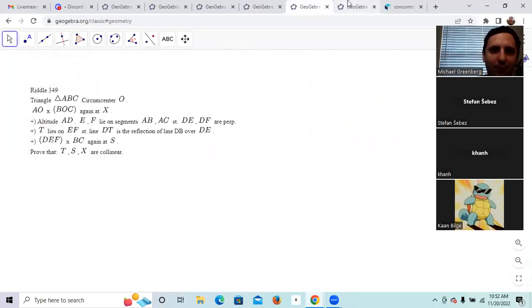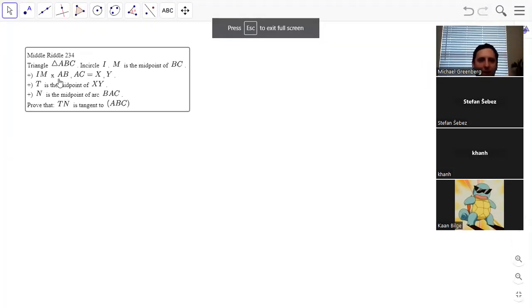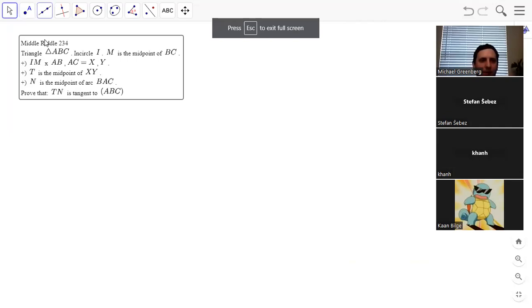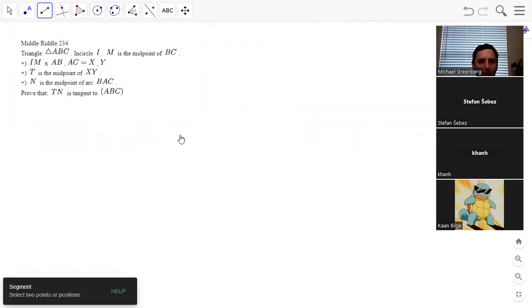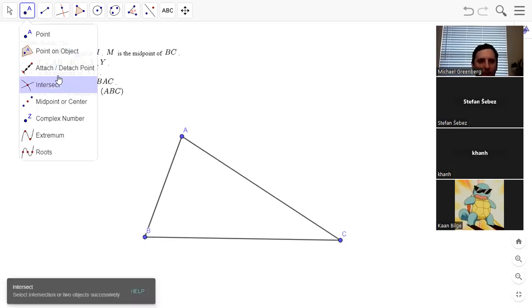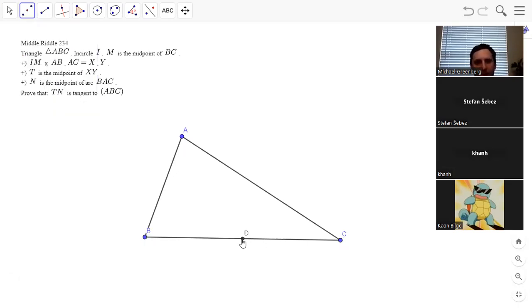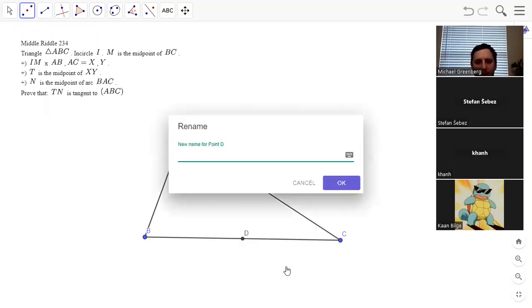Here's another riddle, so it's going to be harder again. But here's a middle riddle. So let's try this, and then we could try a riddle after. So we have, oh, this one was kind of interesting. I bet it's actually not that hard, but we'll see. So M is the midpoint of BC. And it looks a little bit like the IM lemma.